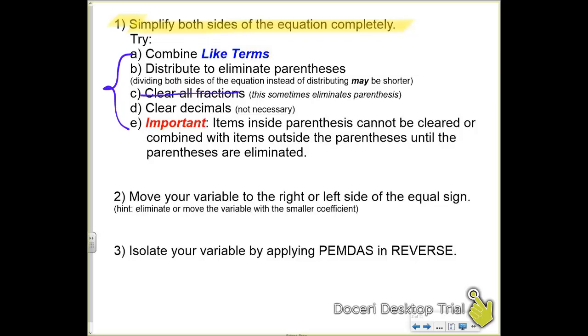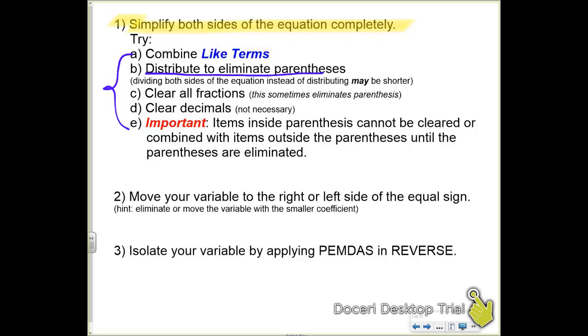You could also clear fractions like we have here, or we can clear decimals. That's not really necessary, but something that is important is that you cannot clear or combine things inside parentheses with things that are outside until the parentheses go away. So the parentheses have to be eliminated. So that's one of the things you'll see right here, D or B, which is distribute to eliminate parentheses. You typically like to do that as soon as you can.